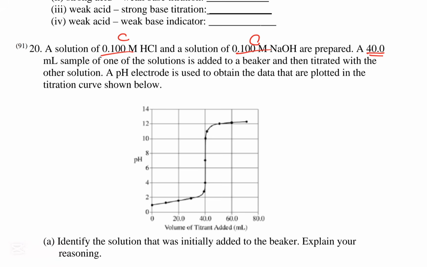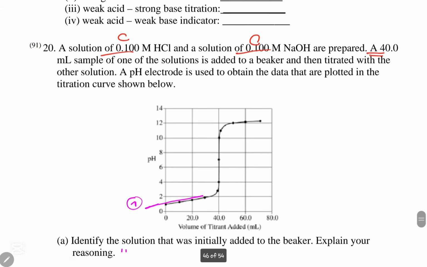They said identify the solution that was initially added to the beaker. So they're saying, did I initially have the acid HCl or the base NaOH in my beaker? Very simply, you need to look at your graph. You will look at the starting pH. The starting pH was very, very low. It's almost 1. So I will know that it's an acid. So what's my acid? My acid is HCl. So how would you answer this?